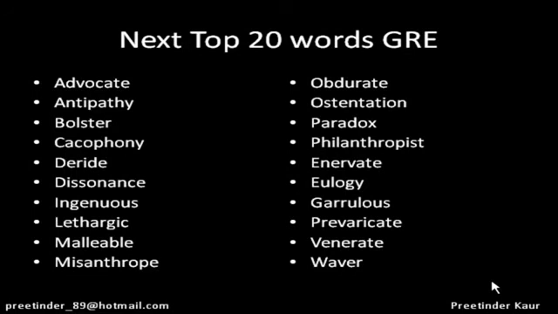And enervate means to reduce someone's morality or weaken him or her morally. Eulogy is a formal expression of praise. Garrulous is talkative and loquacious. Prevaricate is intentionally equivocal. Venerate is respect, and waver means pausing or holding back.